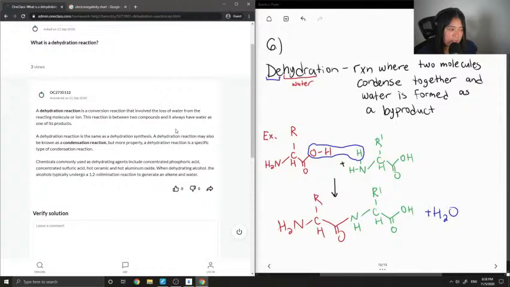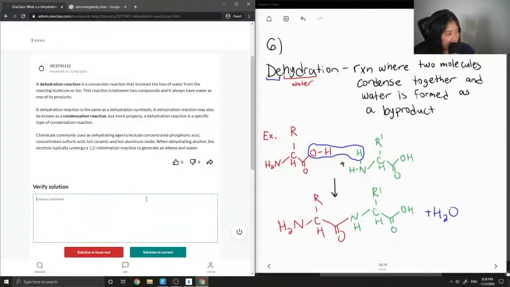When dehydrating alcohol, the alcohols typically undergo a 1,2 re-elimination reaction to generate an alkene and water. I think they just mean elimination reaction. Nonetheless, this solution is still correct.